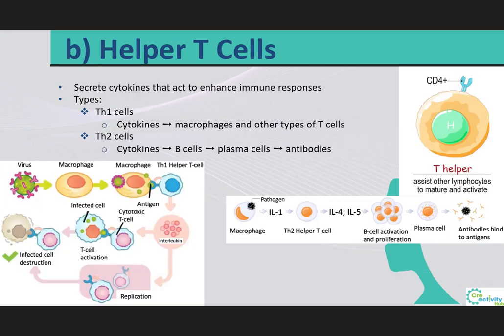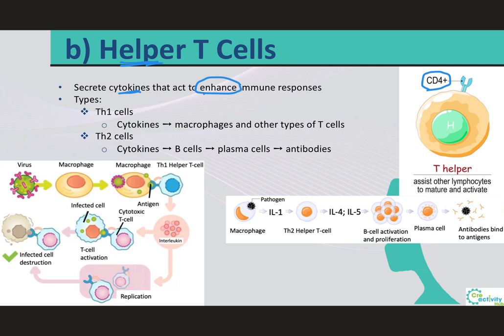Next, we have the helper T cells, which are the ones that will bear the CD4 molecule, so that's why they're known as CD4 positive T cells as well. And they will function by secreting certain cytokines that will act to enhance other immune responses. And this is why they're called helper cells, because they will help with the immune response. And there are two classes of helper T cells. These are going to act on different components of the immune response.